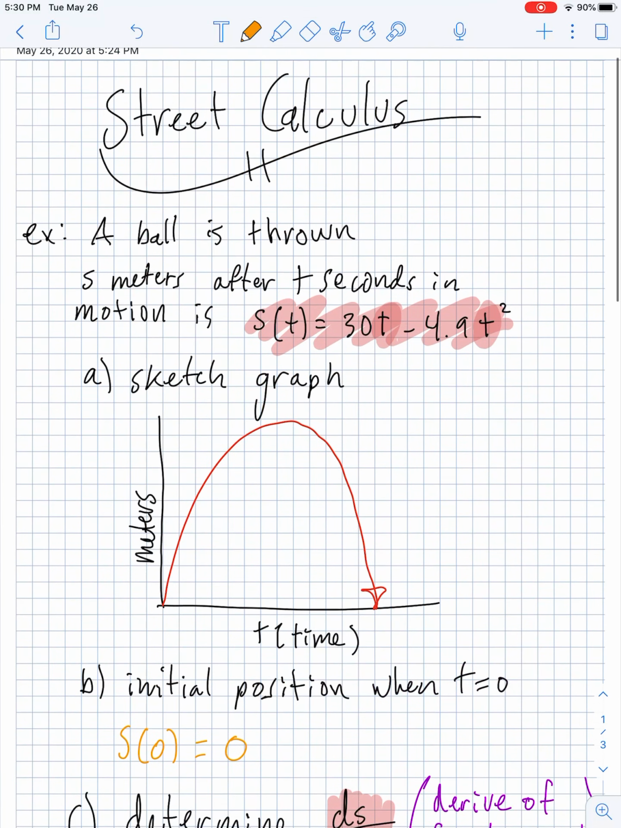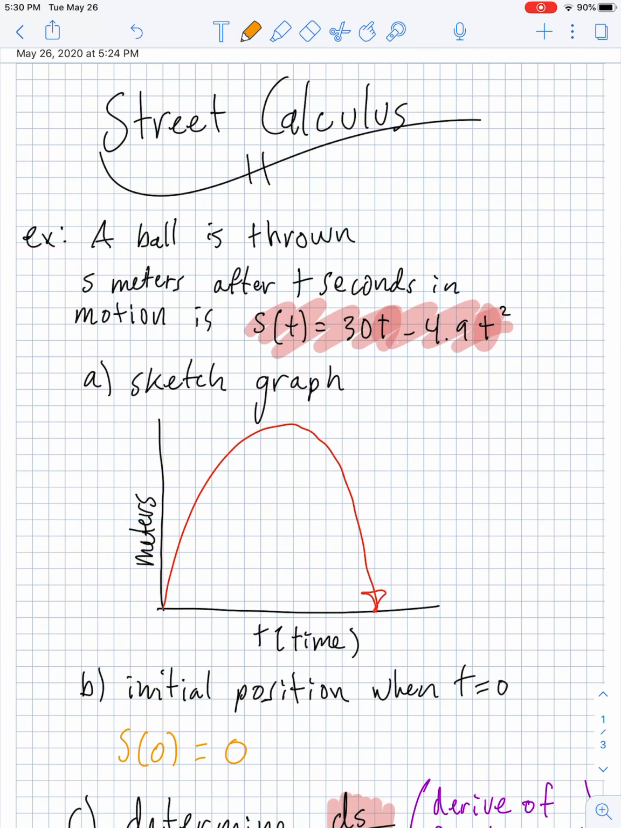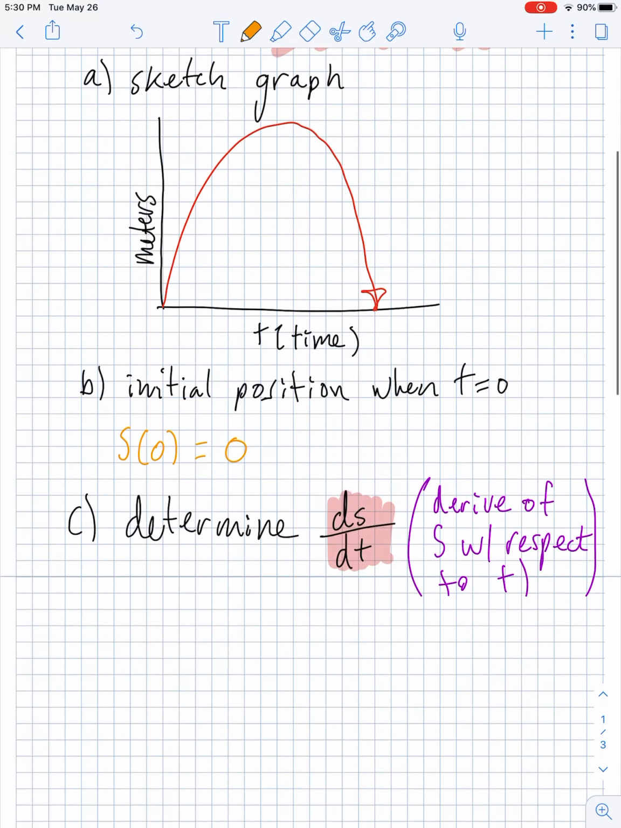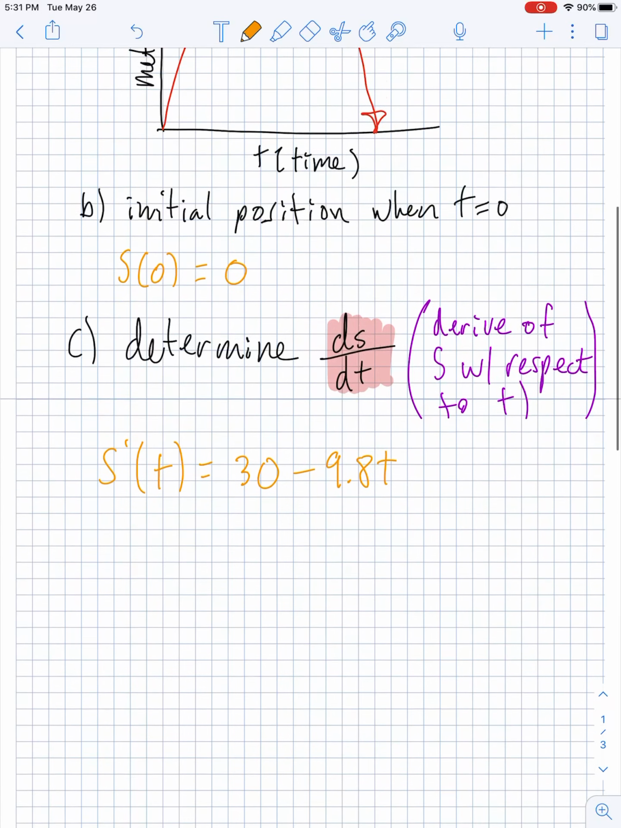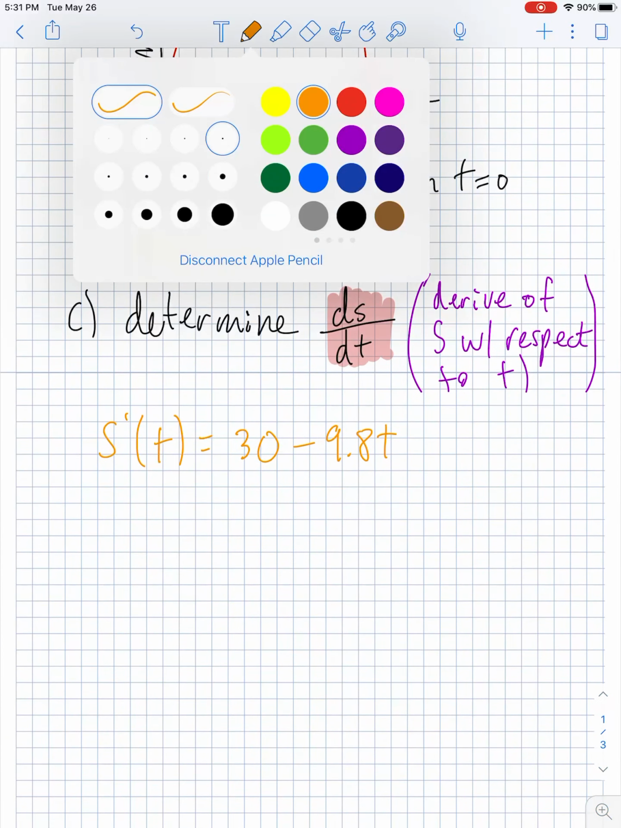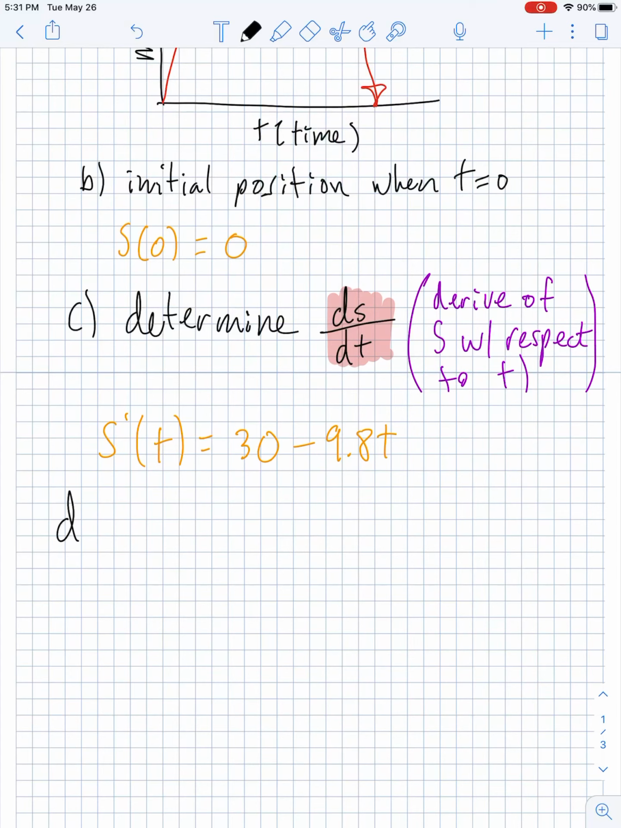So the derivative of this guy: 30 and then minus 9.8t. Using the power rule, s prime of t equals 30 minus 9.8t. Then it says, what is the maximum height of the ball? And this is where the problem actually gets relatively interesting using derivatives.